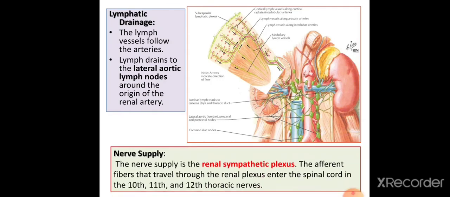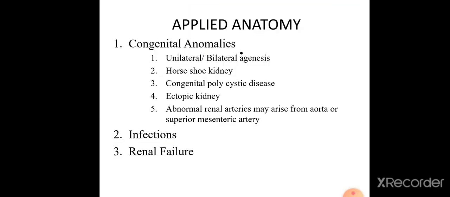Then the nerve supply of the kidney is via the renal sympathetic plexus. The afferent fibers that travel through the renal plexus enter the spinal cord in the 10th, 11th and 12th thoracic nerves. Then come to the applied anatomy. It includes congenital anomalies like unilateral and bilateral agenesis. Agenesis means non-development of the kidney.